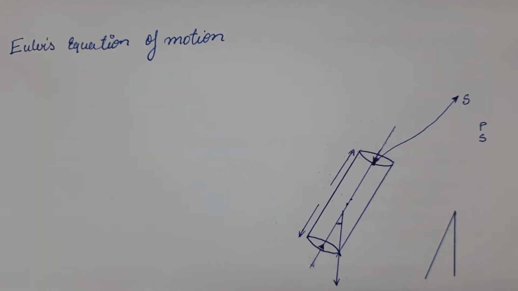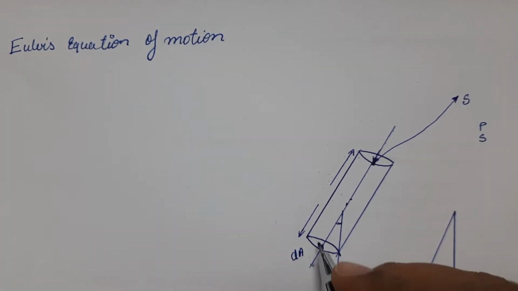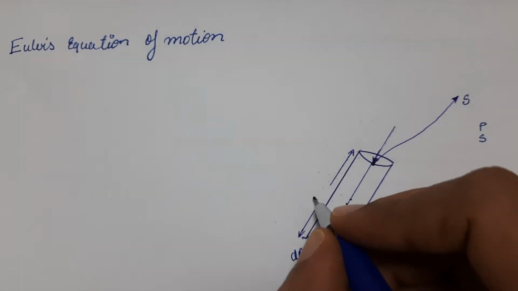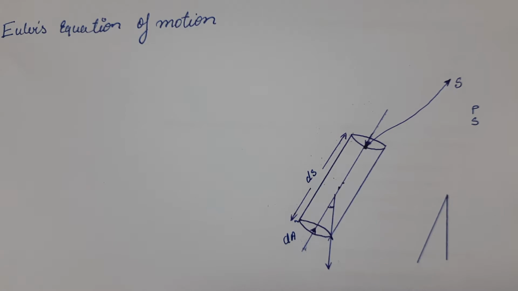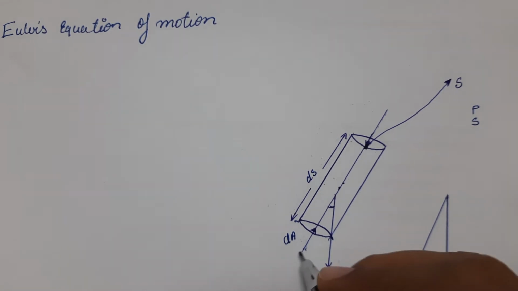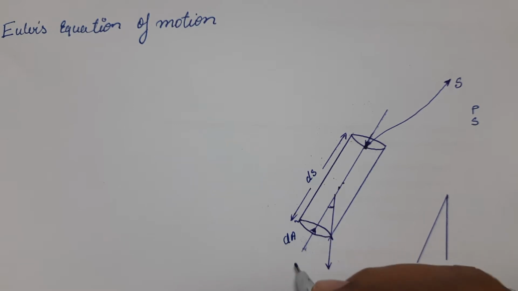Now consider a cylindrical element here. This cylindrical element has cross section dA and length ds. The pressure force acting in this direction is given as P into dA.